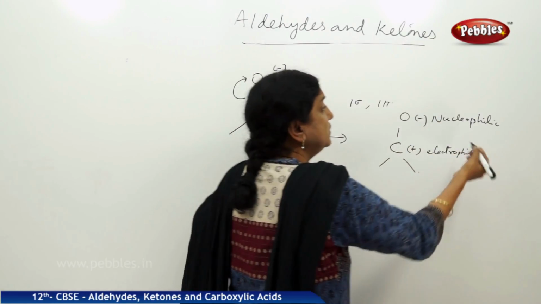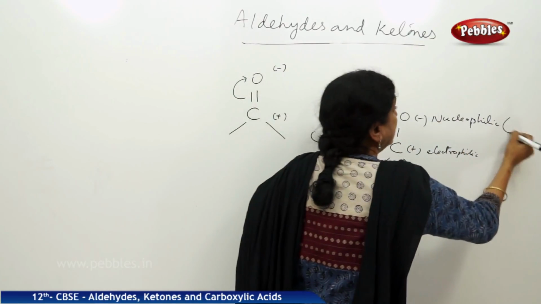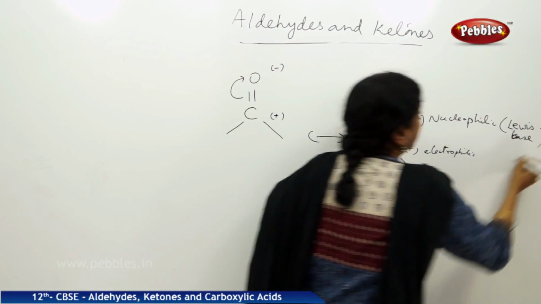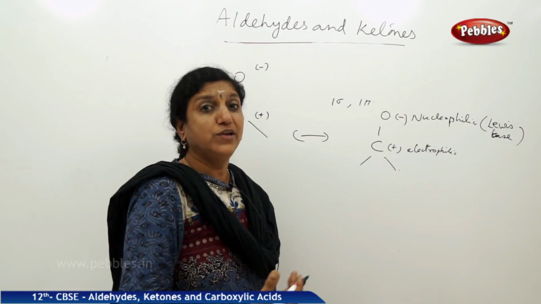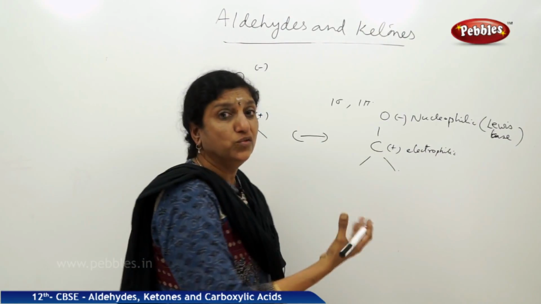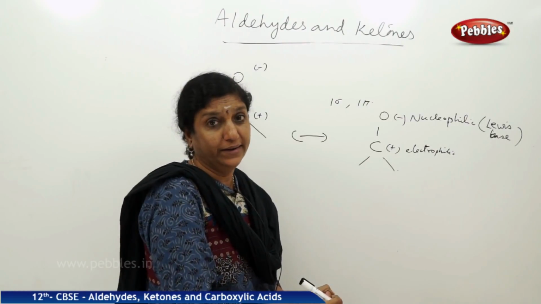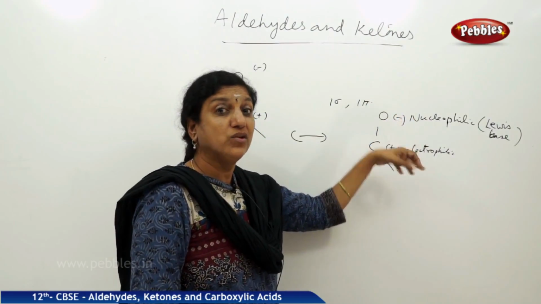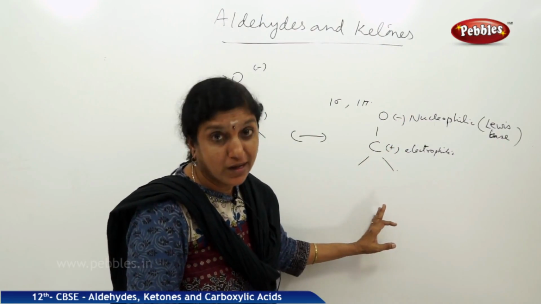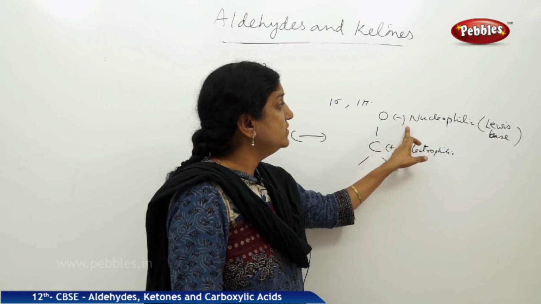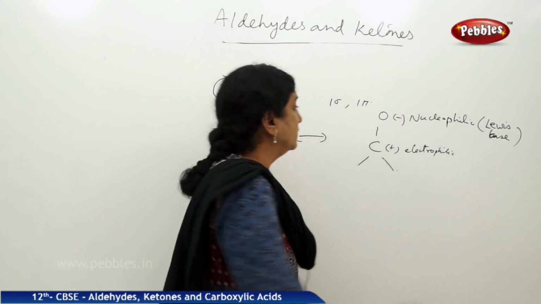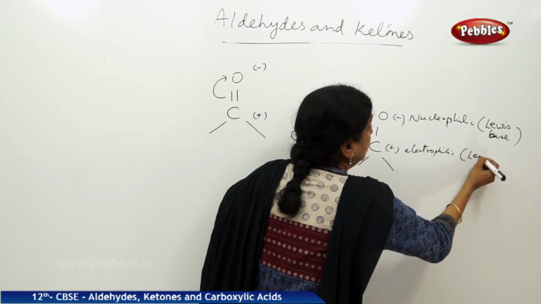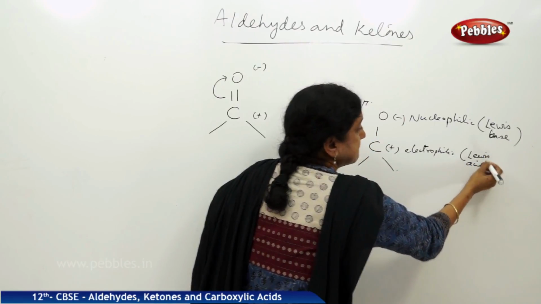So the oxygen with the negative charge behaves as a Lewis base. What is a Lewis base? A Lewis base is a substance which has excess of electrons in it. So that is why it gets the negative charge, because the pi electrons are delocalized more over the oxygen atom of the carbonyl group. Hence the oxygen end behaves as a Lewis base, whereas the carbon end of the carbonyl group behaves as a Lewis acid.